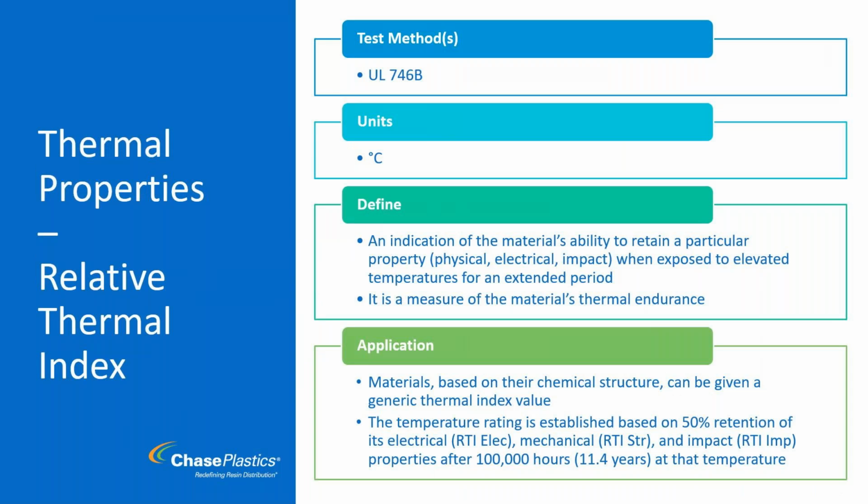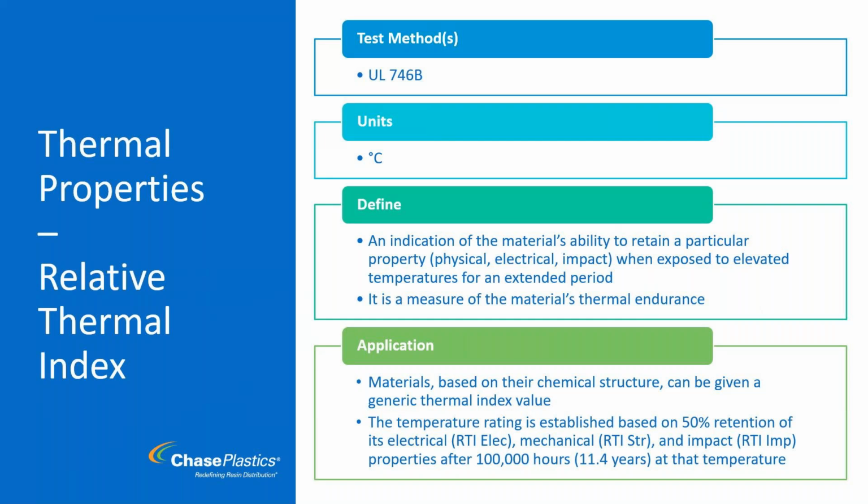Okay, another heat test that you will find is relative thermal index, or RTI. This is a UL test, so instead of having an ASTM or standard ISO method for it, this is done through UL. They do UL 746B for this test. It's done in degrees Celsius. This particular test is a lot more long-term. It's an indication of how well it retains its properties, physical, electrical, impact, over an extended period of time. That extended period of time is 100,000 hours.